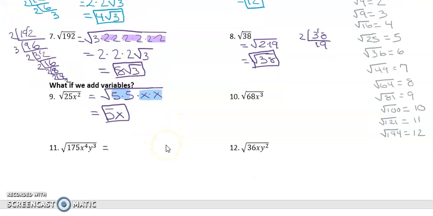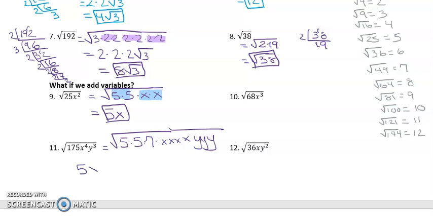Okay, so for like number 11, we know that 175 breaks down into 5 times 5 times 7, okay? And then we have 4 x's and we have 3 y's. So we're just looking for our pairs, and we get that we have a pair of 5s, 2 pairs of x's, 1 pair of y's, and then we have a 7 and a y left over. Okay, so try the next two. Here's your answers.